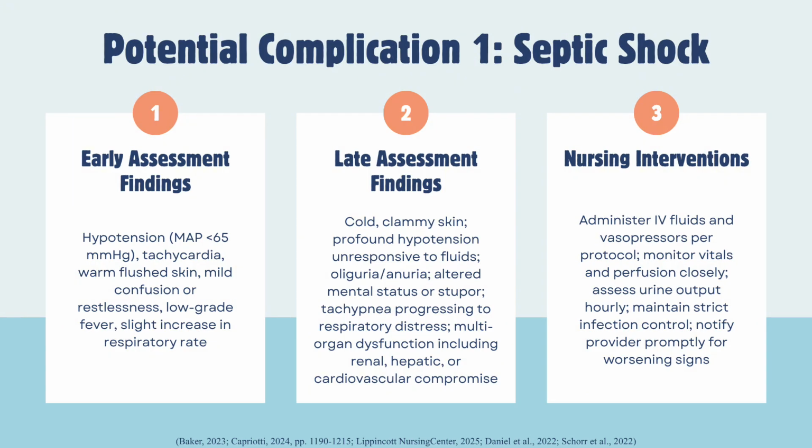As the condition worsens, late findings include cold, clammy skin, fluid refractory hypotension, oliguria or anuria, worsening mental status, respiratory distress, and evidence of multi-organ dysfunction involving the kidneys, liver, and the cardiovascular system. Nursing care focuses on rapid stabilization and prevention of further decline. This includes administering IV fluids and vasopressors as ordered, closely monitoring hemodynamic status and urine output, maintaining strict infection control, and promptly reporting any signs of deterioration.